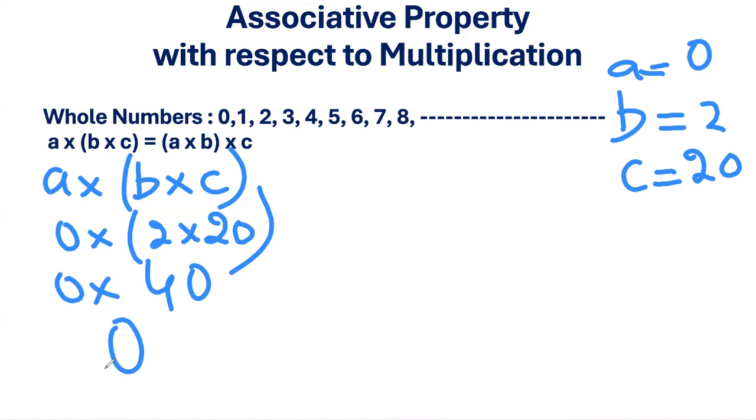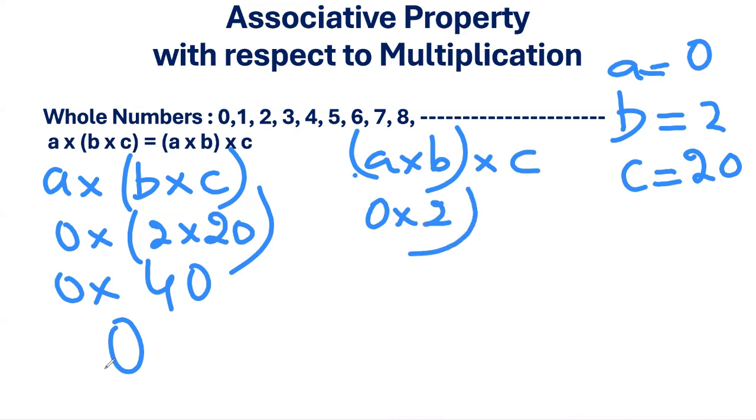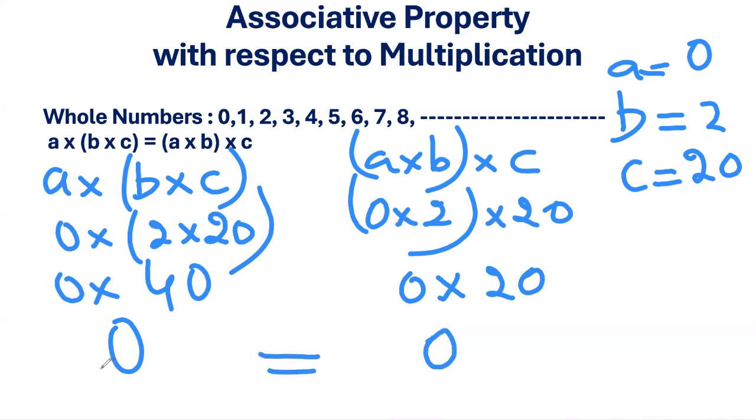So 0 is here. Now you are checking the right-hand side, A multiplied by B multiplied by C. What is A? It is 0. What is B? It is 2. And what is C? It's 20. Brackets to be solved first. 0 multiplied by 20 will give you 0. 0 and 0 are equal to each other. Left-hand side is equal to the right-hand side. So this property is true. Take more examples. This property will be true in every case in the set of whole numbers.